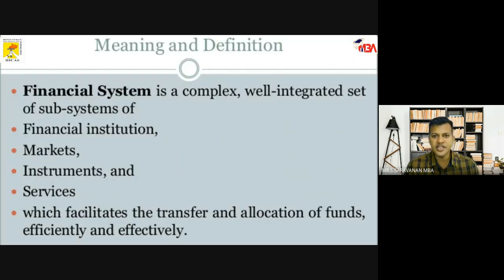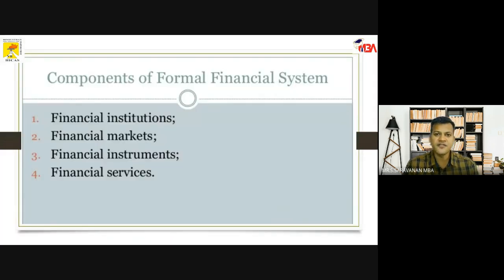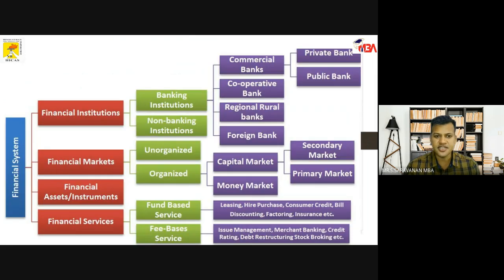First we will see the meaning and definition of a financial system. A financial system is a complex, well-integrated set of subsystems of financial institutions, markets, instruments, and services which facilitate the transfer and allocation of funds efficiently and effectively. What are the financial structures and institutions? There are various forms of financial systems in India: financial institutions, financial markets, financial instruments, and financial services.